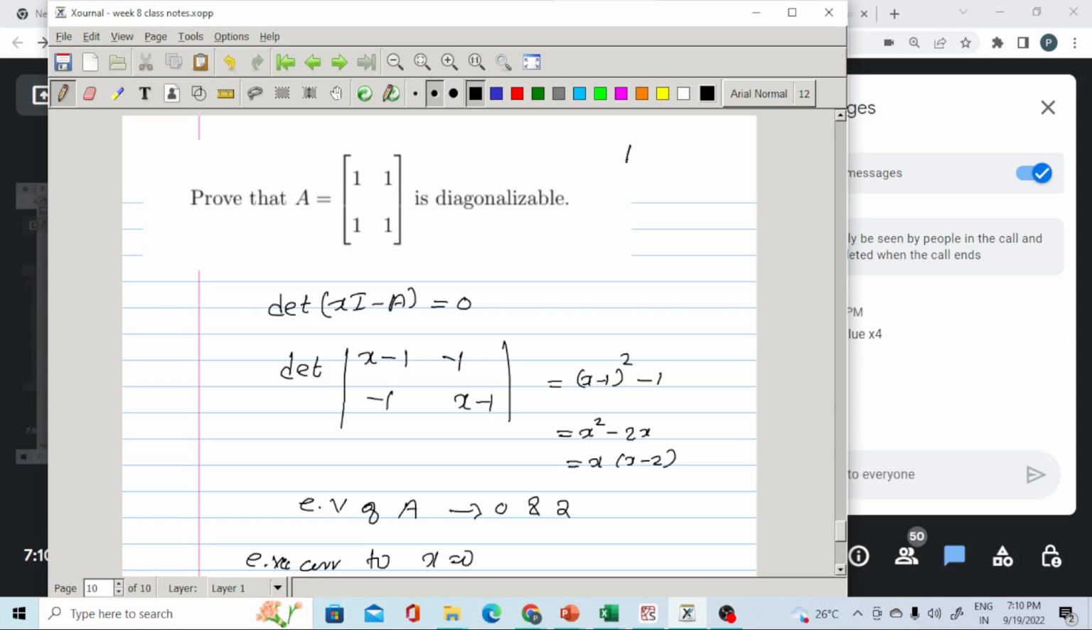Otherwise, if A is a 3 by 3 matrix and we have two distinct eigenvalues, say lambda 1 and lambda 2, there is a possibility lambda 1 can have only one linearly independent eigenvector, and lambda 2 one linearly independent eigenvector. So altogether, A has only two linearly independent eigenvectors. But suppose the 3 by 3 matrix has three different eigenvalues. In that case, it will be diagonalizable.